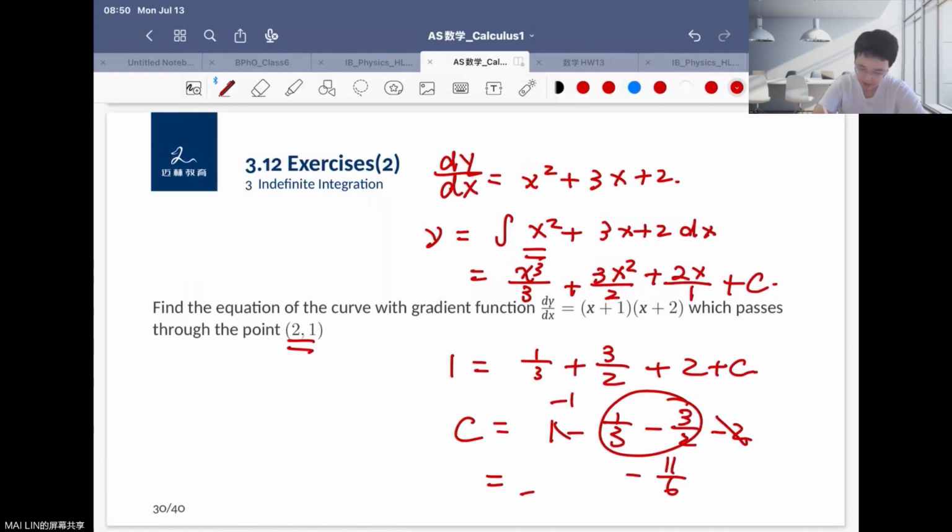So finally, the final value of c is minus 17 over 6. Okay, so you can substitute c into it. So that is the complete equation for y.